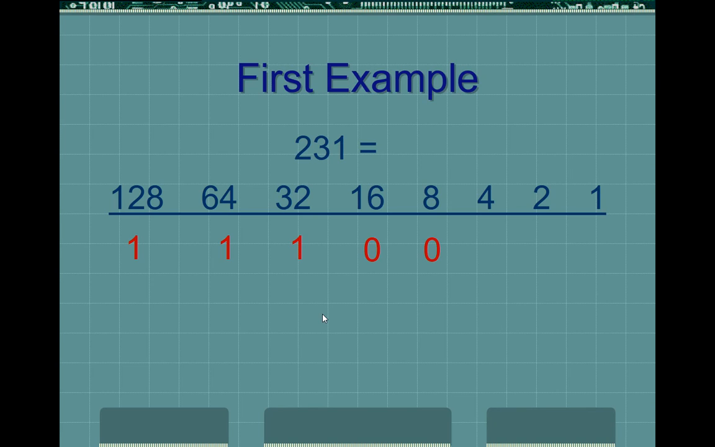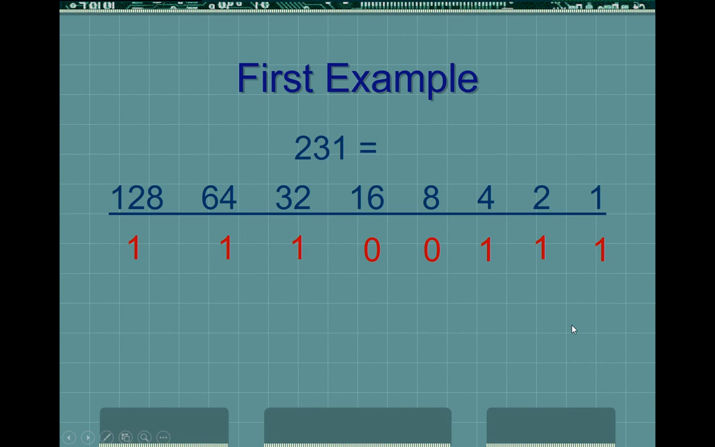No, I cannot. Would I be able to subtract a 4? Yes. So I put a 1 and actually do it on my calculator. My calculator now says 3. Can I subtract 2 from that? Yes, I can. And then I'd be able to subtract 1. So the binary number 11100111 represents 231 in binary numbers.